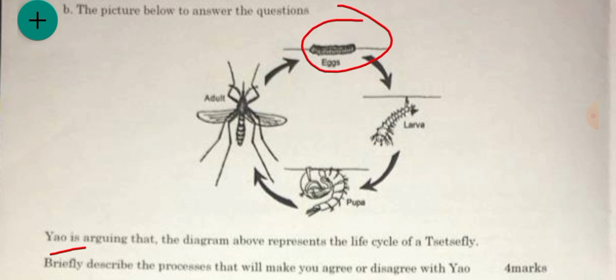The eggs of a fly are kept in the female fly. Now these eggs are actually outside the organism, which is the mosquito. You have the larva here. The larva of a fly is not laid or is not found in water. Now the pupa also is not found in water. The pupa of a fly is found in the soil. These are the reasons why I disagree with Yao that this is the life cycle of a fly. Even though they all undergo complete metamorphosis, this is not the life cycle of a fly.